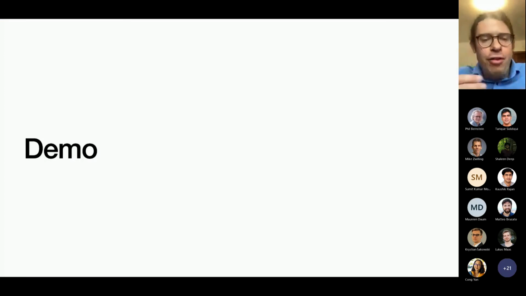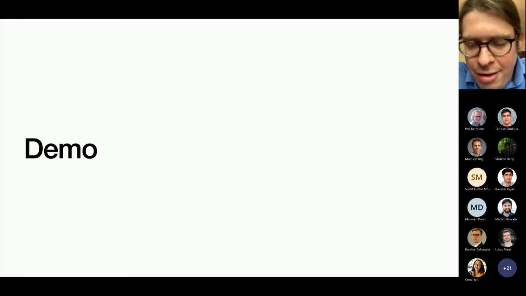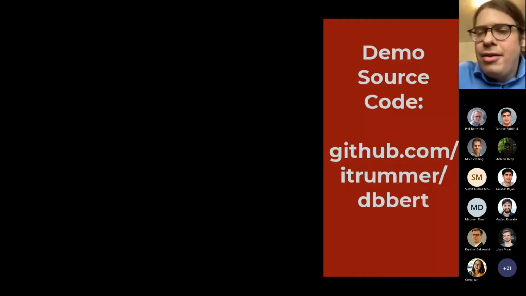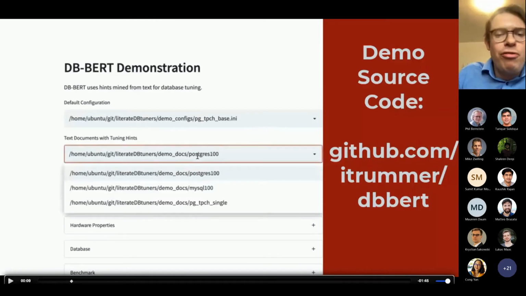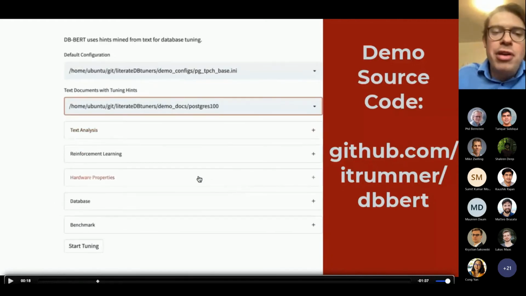Now, in order to give you a little sense for what it's like using this system, I have a quick demo here, and you find the source code for this demo on my GitHub repository. So what you see here is the interface of the DB-BERT system. And as it uses text input, the first step is to select a collection of text documents that should be used for tuning. Here I'm using the Postgres 100, which are essentially the first 100 web documents you get for the Google query "Postgres performance tuning". I have already downloaded those documents using the automated tool that is also in the repository.